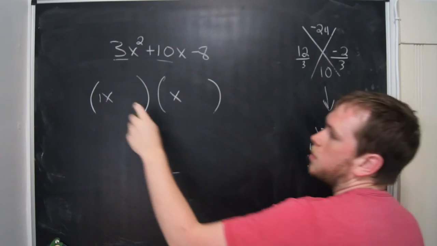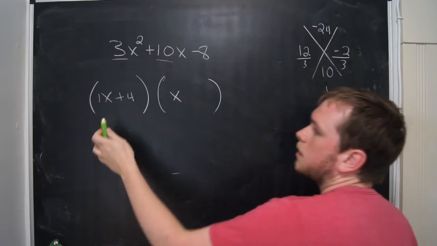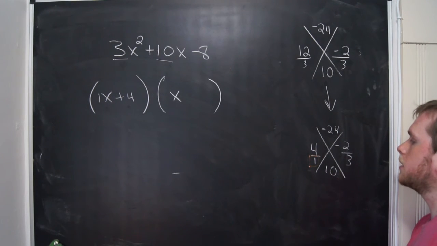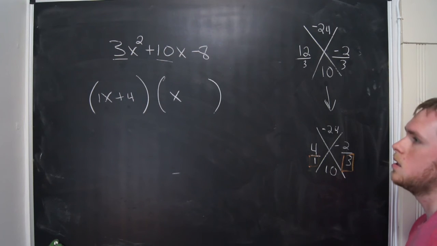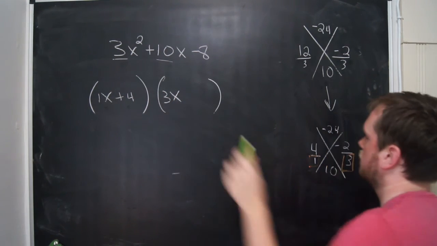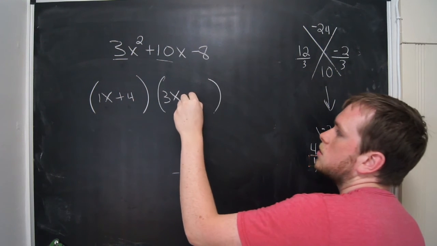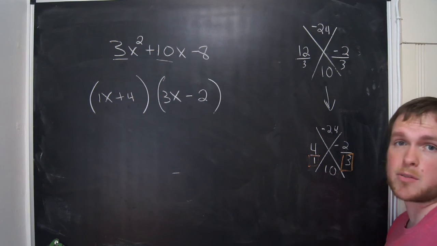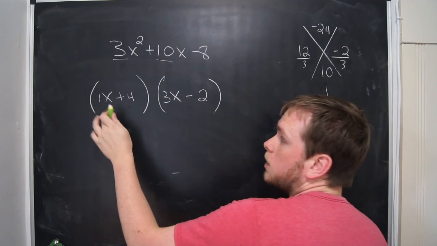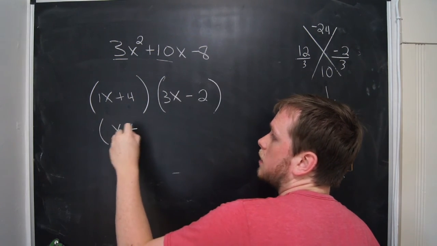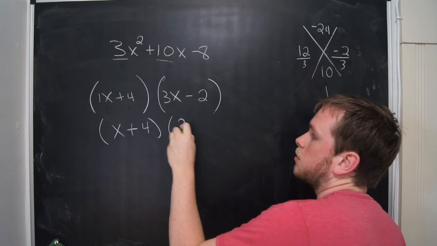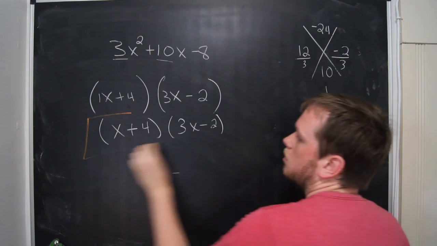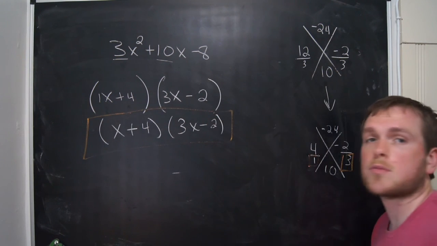So in this case, my numerator is positive 4, so my first term is 1x plus 4. Now for the other one, my denominator is positive 3, so this is going to be 3x. My numerator is minus 2, or negative 2. So that's my factored form, and I could actually rewrite that just to simplify it. We know 1x is just x, so this is actually x plus 4, 3x minus 2. And that would be my final factored form for that quadratic.